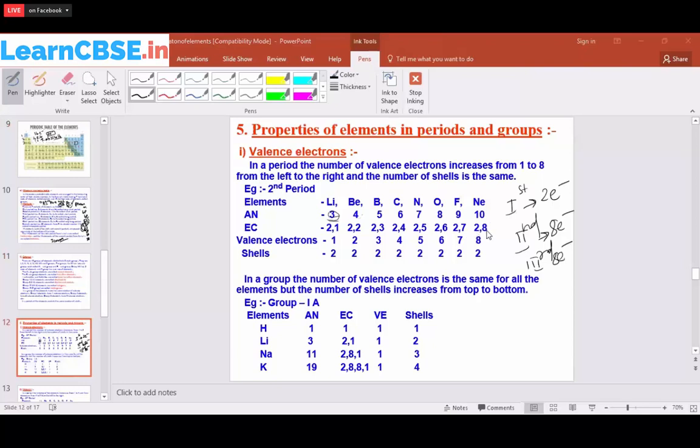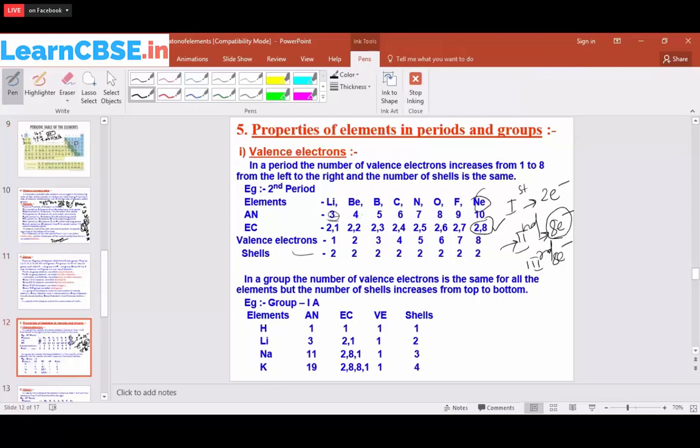Neon, 2, 8. If you see the neon, it is completely filled actually. The 8 electrons have to be present in the second shell. The second shell contains 8 electrons, so this is completely filled. That is why they are unreactive. There are no more electrons we can occupy, and also there is no need to lose any electrons. So that is why the noble gases are highly stable.